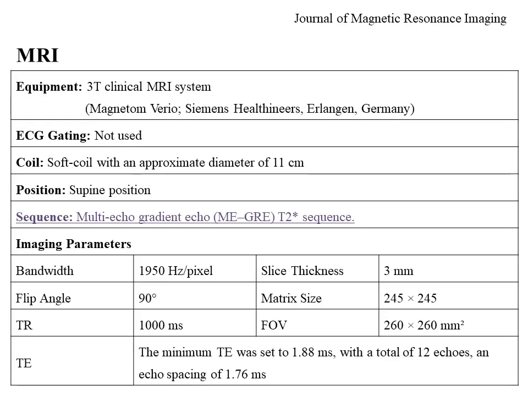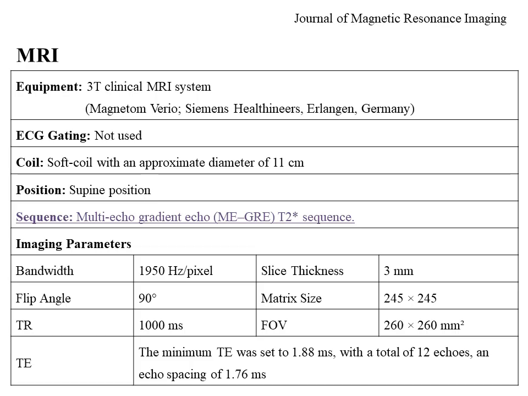MRI imaging. Cardiac MRI was performed using a 3T clinical MRI system without electrocardiogram gating. A soft coil diameter of approximately 11 cm was used to optimize the signal-to-noise ratio. Post-cardiac arrest, the rabbits were scanned in the supine position using a multi-echo gradient echo T2* sequence.